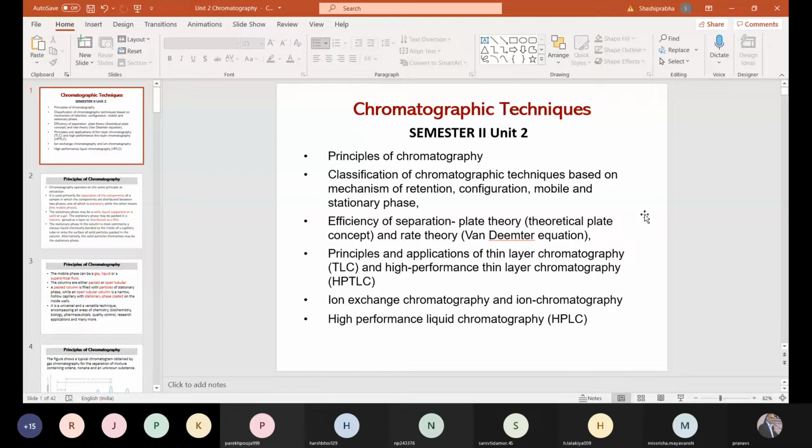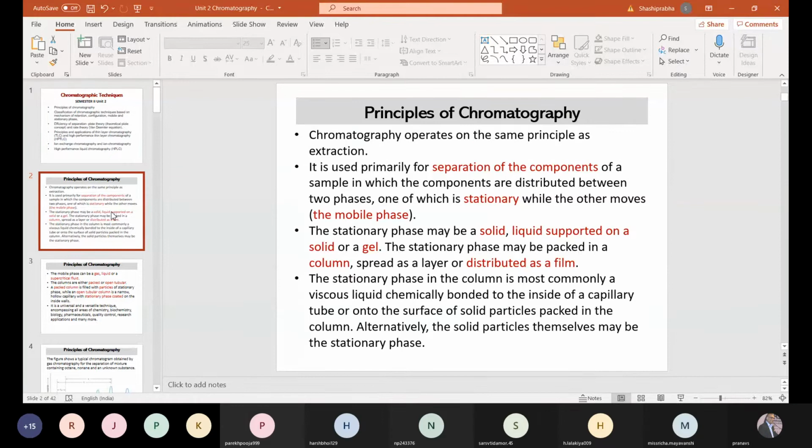I assume you already have some idea about chromatographic techniques. So can anybody tell me what all you have studied or you know about chromatography, which is one of the most important separation techniques. Basically, it is a separation technique. Separation techniques play a vital role in any kind of analysis, chemical analysis, or in analytical chemistry specifically.